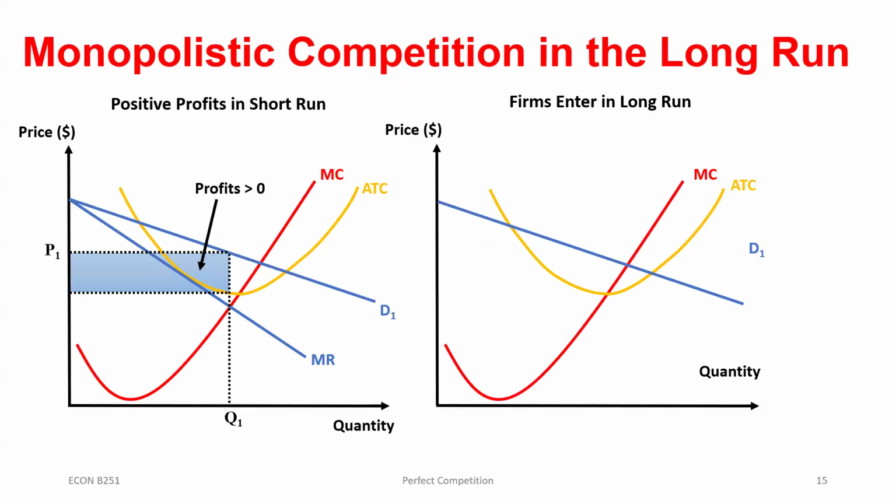Right? So if we started out with a scenario where I had positive profits, the firm is choosing marginal cost equal to marginal revenue. At that quantity, go up the demand curve to set the price. Price is above average total cost. Profits are positive. What do other firms want to do here? Enter that market.